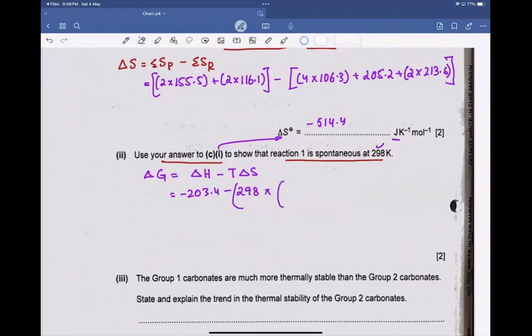So I have to divide it with 1000 to turn into a kilojoule, because this one is in kilojoule and Gibbs free energy is also in a kilojoule. So can anyone calculate it and tell me the answer?